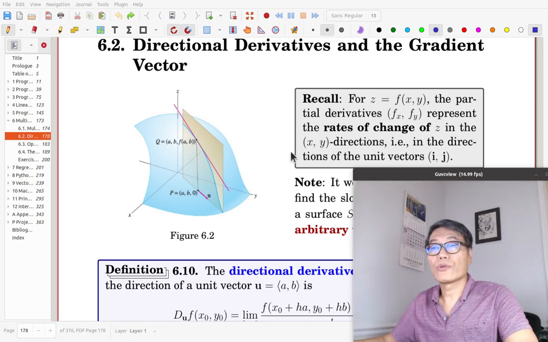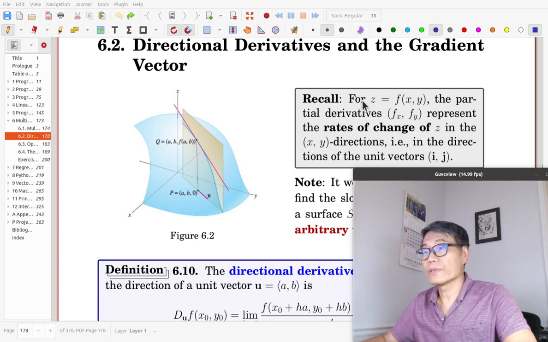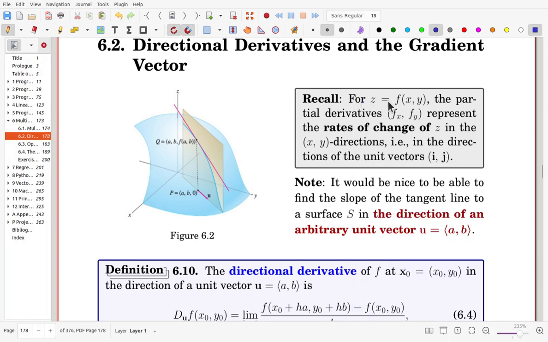Section 6.2, directional derivatives and the gradient vector. For functions of two variables, z equals f of x, y, the partial derivatives f sub x and f sub y represent the rate of change of z in the x and y directions. That is, the directions of unit vectors i and j. In the i direction, it will be f sub x. In the j direction, it will be f sub y.